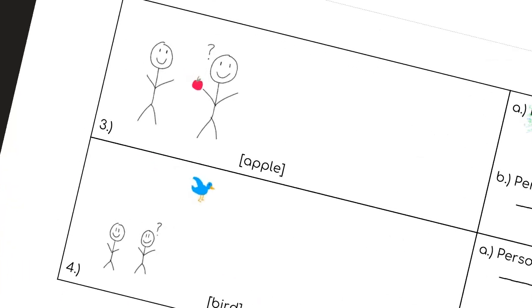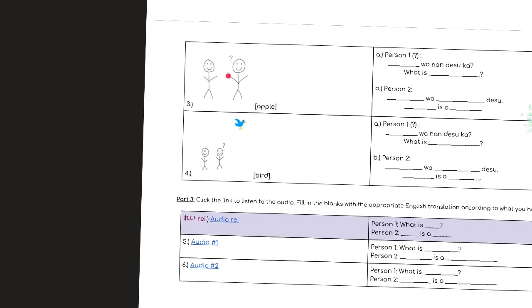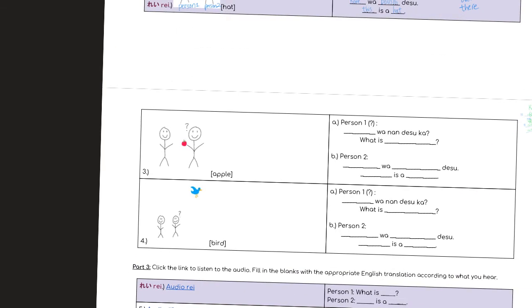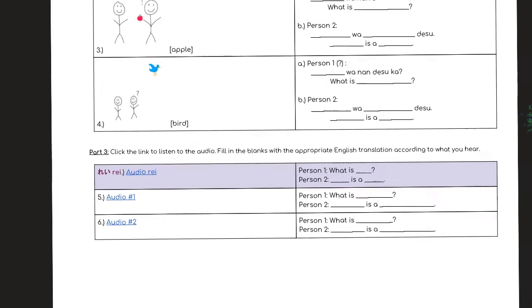So just be sure to consider for these 2 other images, where the object is and who's asking the question. You should use sore, are, and kore each. We already used kore, so between 3 and 4, it should be either sore or are. That's a hint for you.